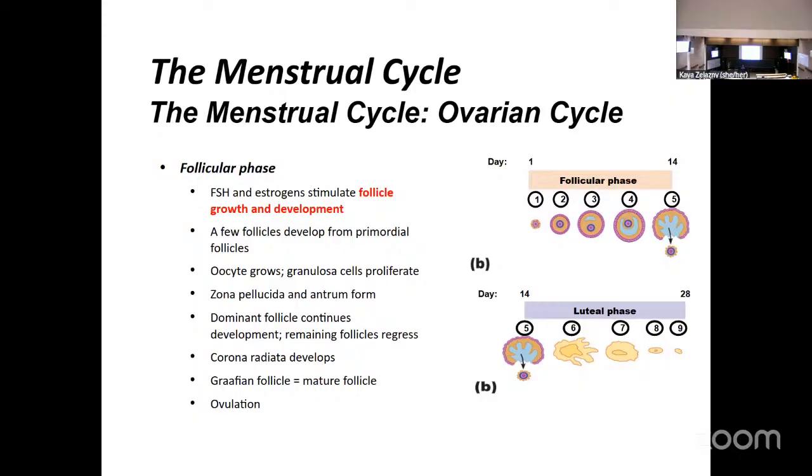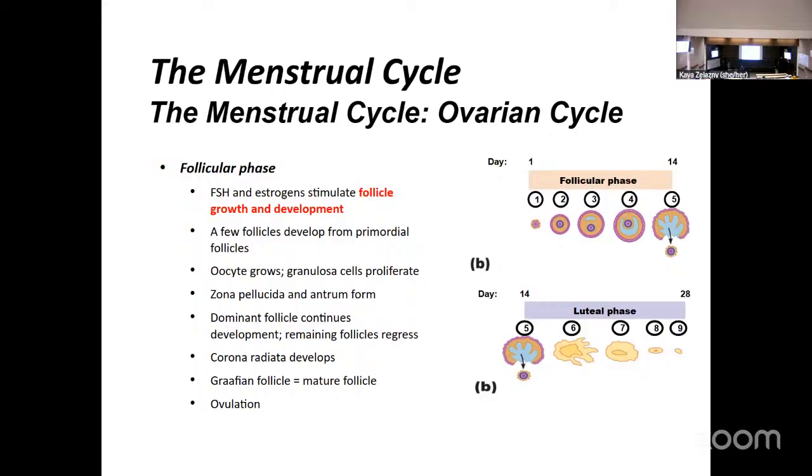So they're going to be getting larger, and we're going to start to see more cell types collecting themselves in that follicle. So we start out with a couple of primordial follicles that start to get bigger and bigger. We're not going to pick just one. We're going to affect a couple of them, a handful of them, and eventually we'll have a winner, but we don't know that yet at the beginning of the follicular phase.